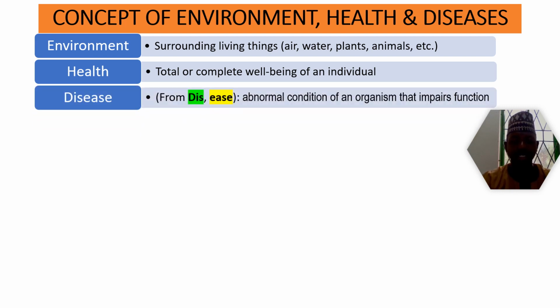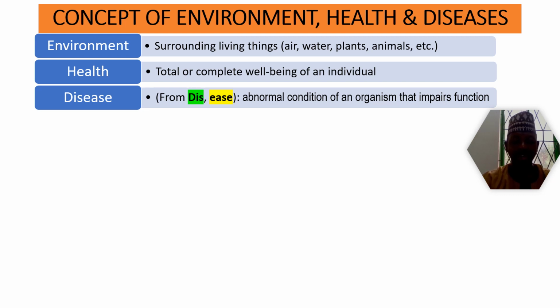Now, another aspect is diseases. The root of the word disease originates from two distinct words. The prefix, which is dis, and the suffix, which is ease, that is dis-ease. So when a person has a disease, we can say this person is in a state of dis-ease.